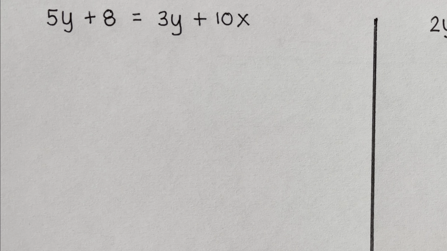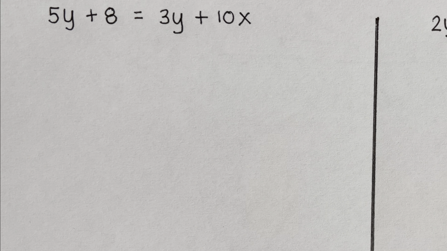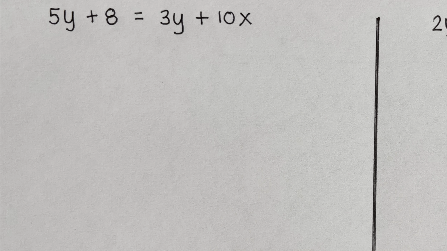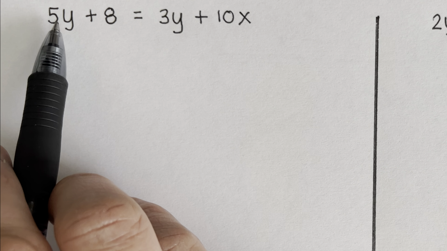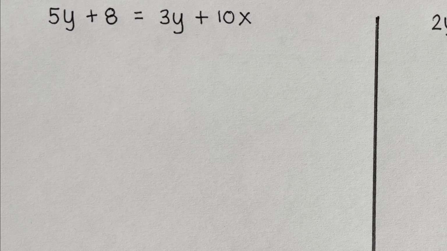So we are given 5y plus 8 equals 3y plus 10x. As you can see here, our target again is to have y by itself on one side. But in this case, we have a y on both the left side and the right side. So what we are going to do is put all the y's together on the left side.